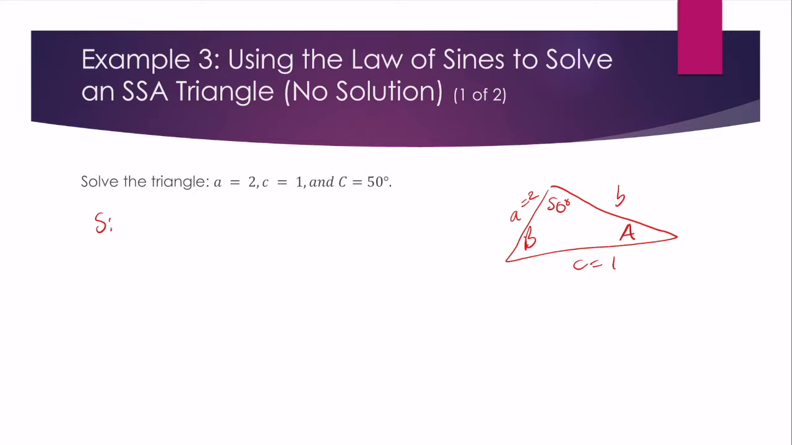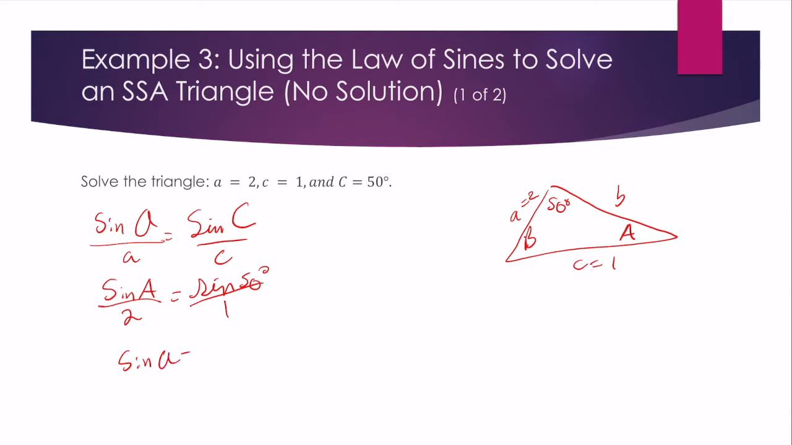So sine of A over a is sine of C over c. I get sine of A over 2 is sine of 50 degrees over 1. So sine of A is 2 sine of 50 degrees once I simplify, which is 1.53. But wait, if you try to take the sine inverse of this, you're going to get an error. Why? Think about way back in chapter 5, when we started graphing cosine and sine. Can sine ever be greater than 1?